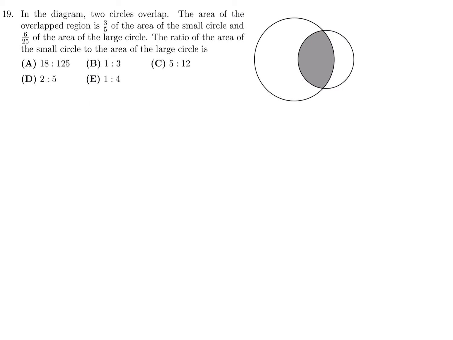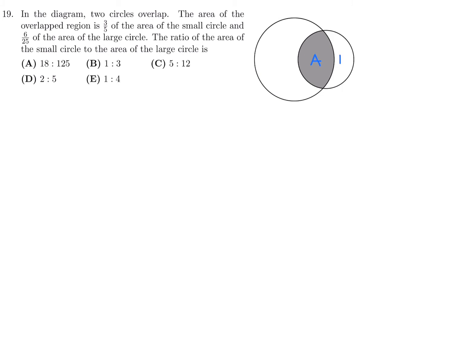In the diagram, 2 circles overlap. The area of the overlap region is 3 over 5 of the area of the small circle and 6 over 25 of the area of the large circle. The ratio of the area of the small circle to the area of the large circle is... Well, let's make some regions.